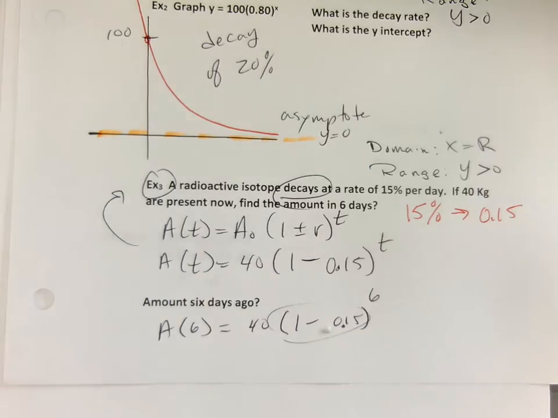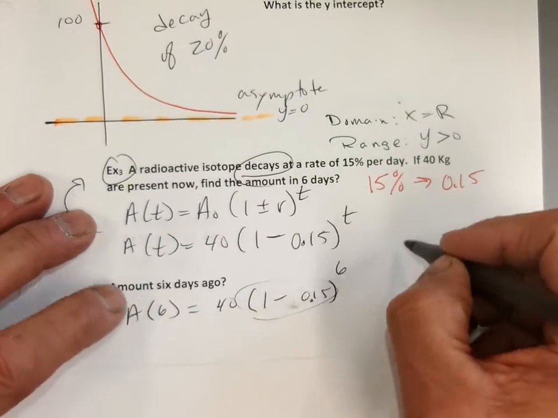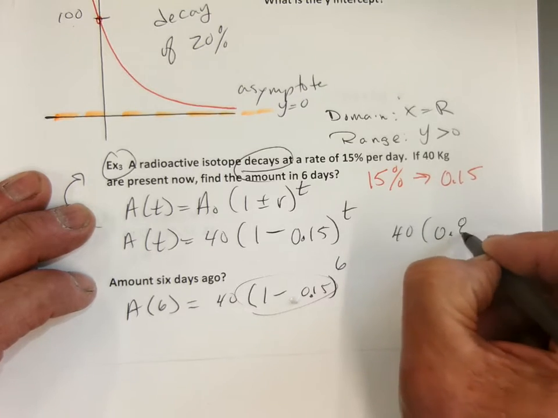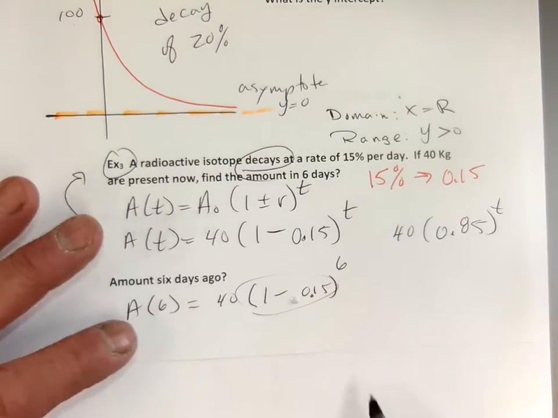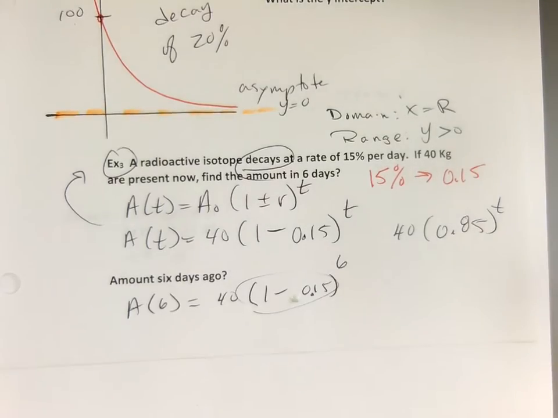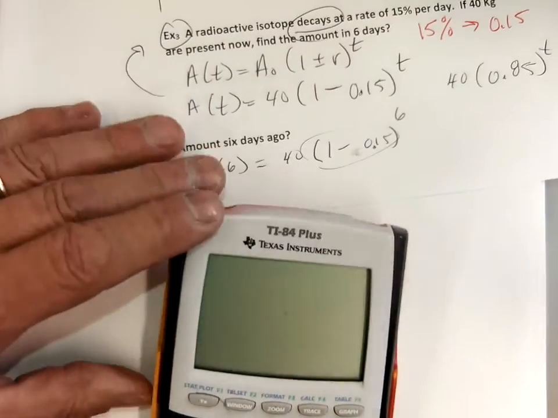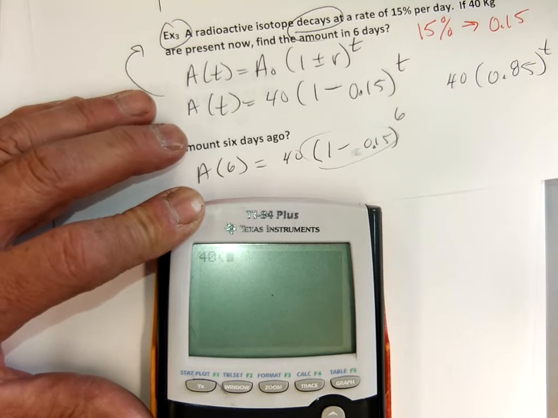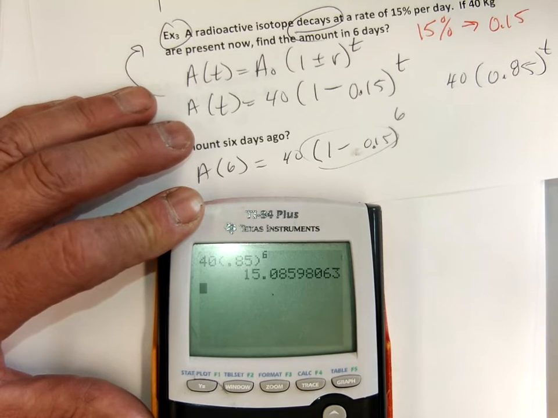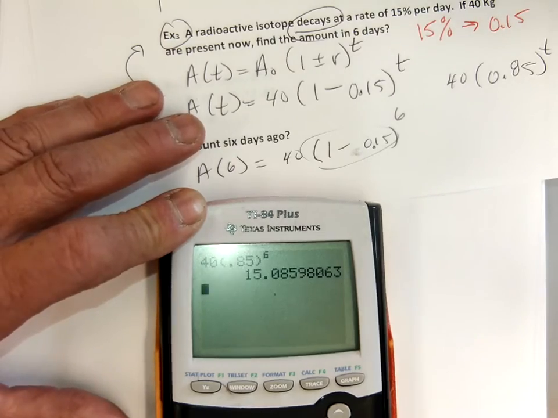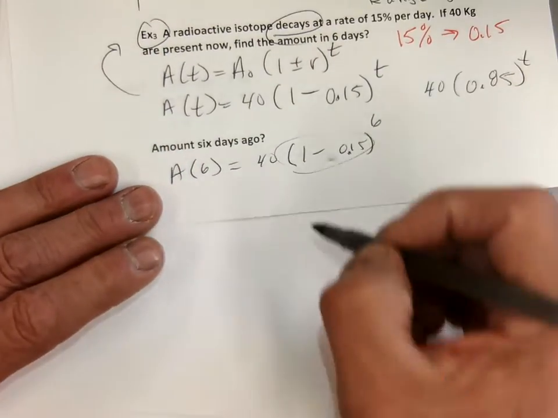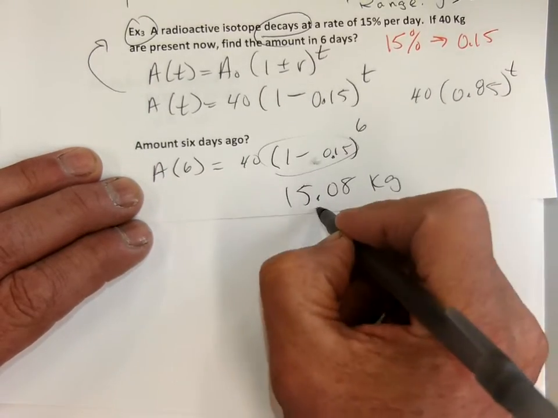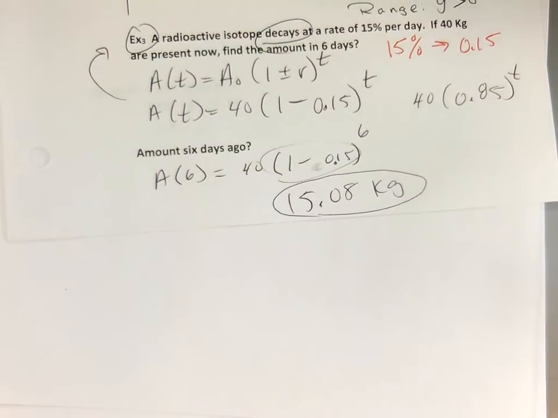Or you guys could have written this same equation as 40 times 0.85 to the t. Either way. But I'm just going to use my calculator to get the answer. All right, so I'm going to go 40 times 0.85 to the 6th power, and I get an answer of about 15.08. Okay, 15.08. And that's kilograms of whatever nasty stuff this is. Pretty easy.